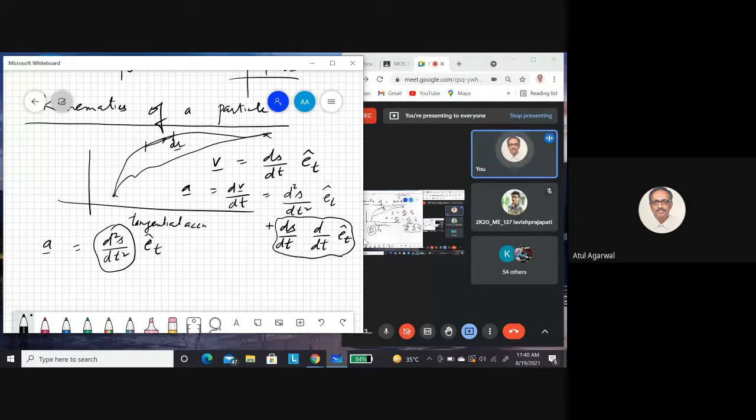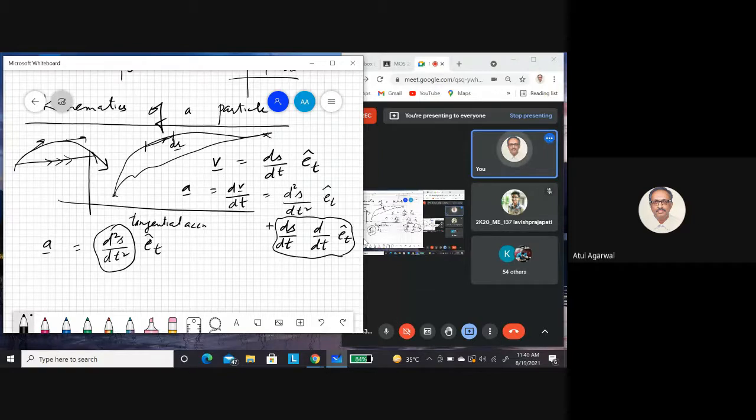If your particle was moving in a straight line, you see e_T will not change then. Everywhere e_T is along this direction. If it goes like this, your e_T is changing direction. So if it was a rectilinear motion, a straight line, then this would have gone to zero. You would have had the same unit vector all the time. So this would have been a tangential acceleration. Tangential acceleration means change in speed of the particle.